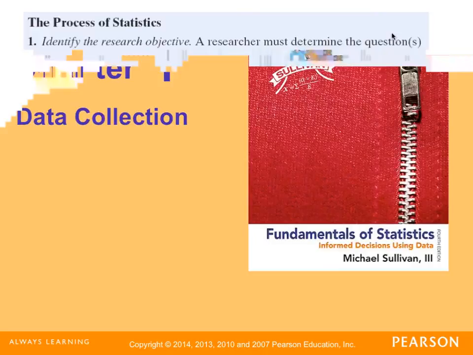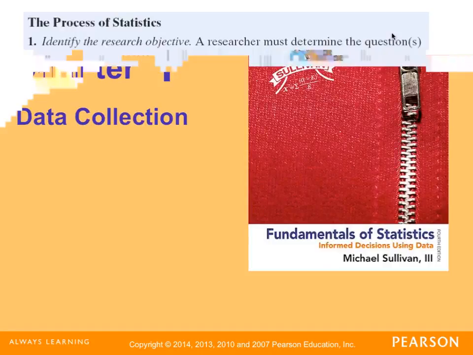So I want to talk about the process of statistics. This is something really important, and hopefully this kind of brings together some of the things that you've done in this class so far, and then also gives you a preview of some of the things that are ahead. So the first thing that we always do is we want to identify the research objective. So a researcher must first determine the question or questions that he or she wants answered. The questions have to be fairly detailed so that we can identify the population and come up with the correct way of figuring out how to answer our question.